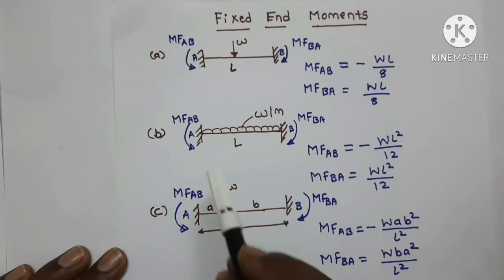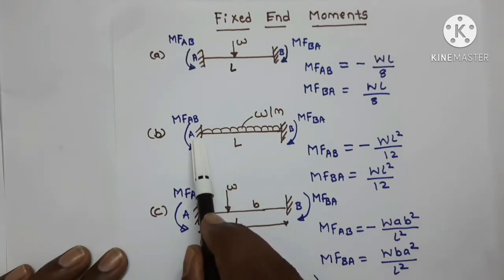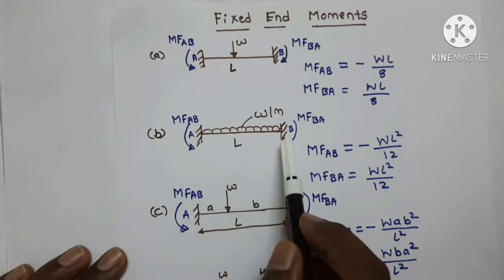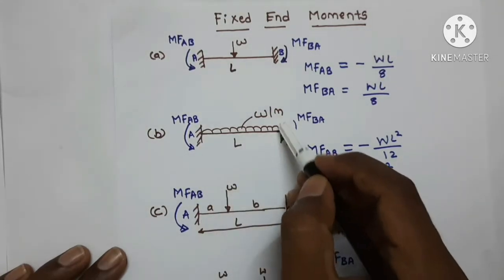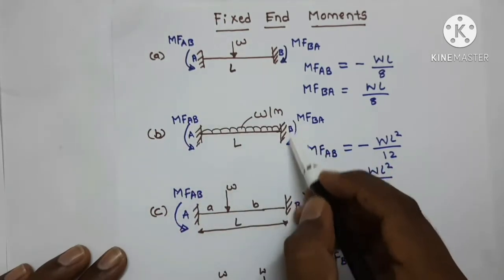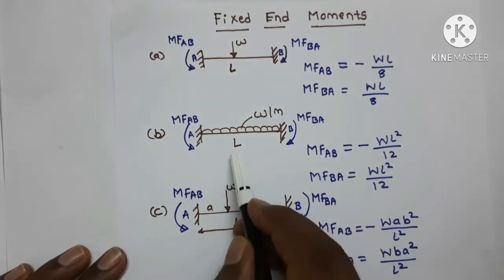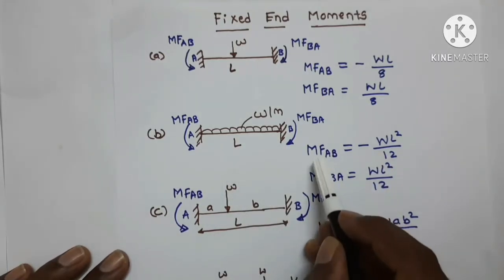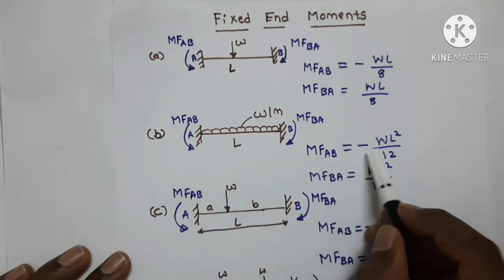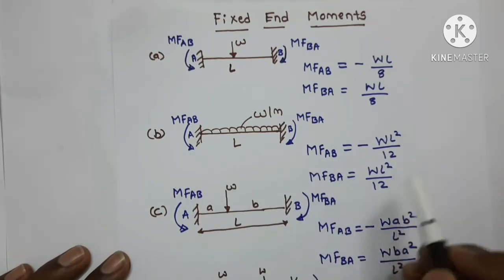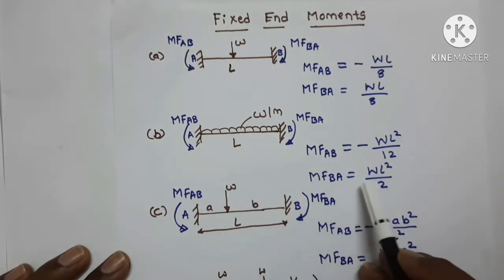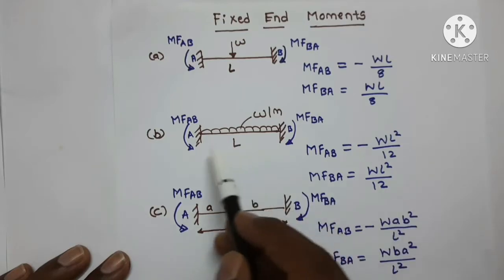Then next, second one, if the beam is loaded with a uniformly distributed load, and it has been fixed at both ends, and at this end it is MFAB and at this end it is MFBA, the span is L. In that case, the fixed end moment at A support MFAB is equal to minus WL square by 12, and the fixed end moment MFBA at joint B will be WL square by 12 because it is uniformly loaded.